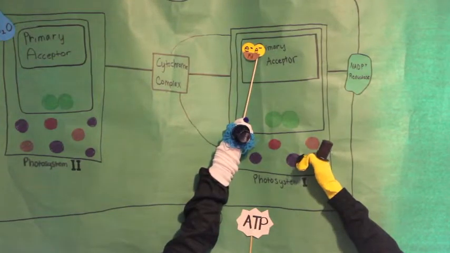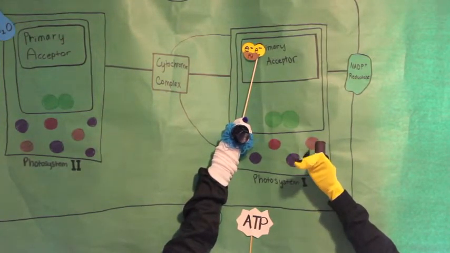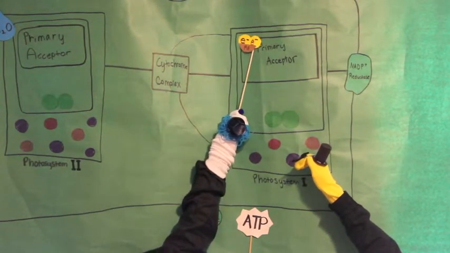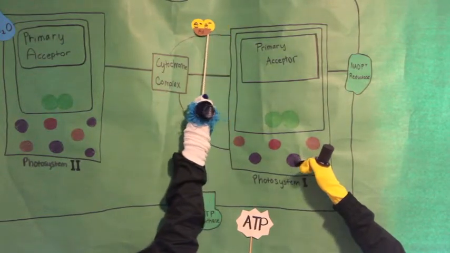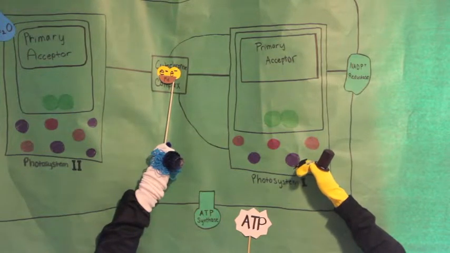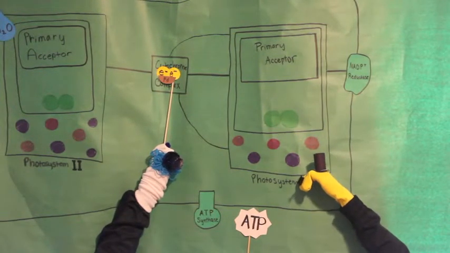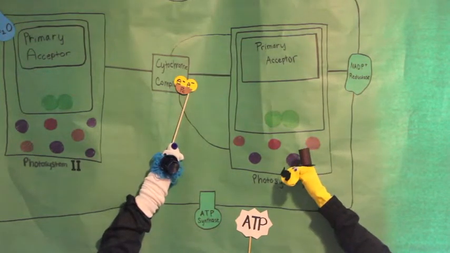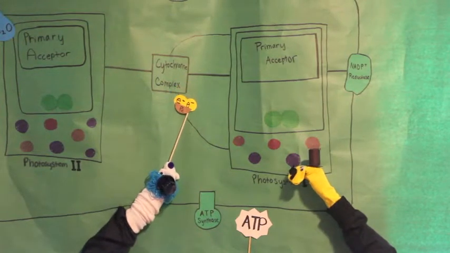But the electrons go in a different direction. FD carries electrons to the cytochrome complex instead of NADP plus reductase to make ATP again, just like last time. PC carries the electrons back to chlorophyll A.